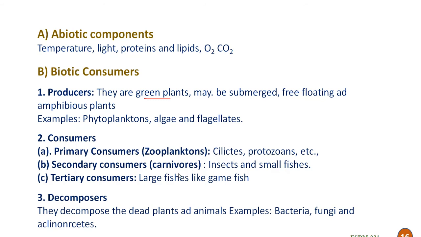Examples are protozoans. Then secondary consumers are insects and small species, and tertiary consumers are large species like game fish. So these are the different types of consumers. Then decomposers, which decompose the dead plants and animals, for example, bacteria, fungus, and actinomycetes. So these are the different decomposers present in the lake ecosystem.